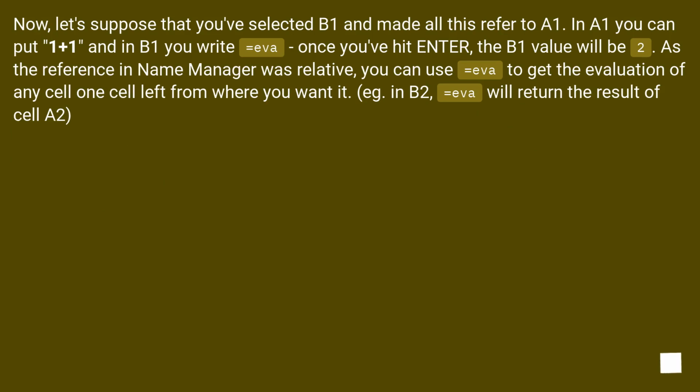Click OK. Now, let's suppose that you've selected B1 and made all this refer to A1. In A1 you can put 1 plus 1 and in B1 you write equals Eva. Once you've hit enter, the B1 value will be 2. As the reference in Name Manager was relative, you can use equals Eva to get the evaluation of any one cell left from where you want it. E.g. in B2, equals Eva will return the result of cell A2.